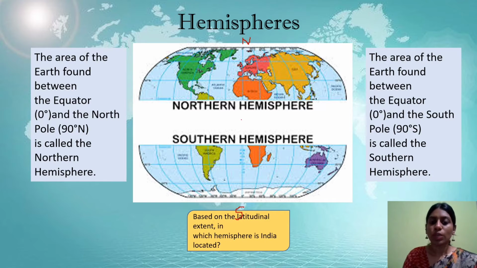So now, will you be able to tell me where India is located? Which hemisphere? Northern hemisphere or southern hemisphere? If you look here carefully, you can see the yellow portion, that is where India is located. So India is clearly in the northern hemisphere.